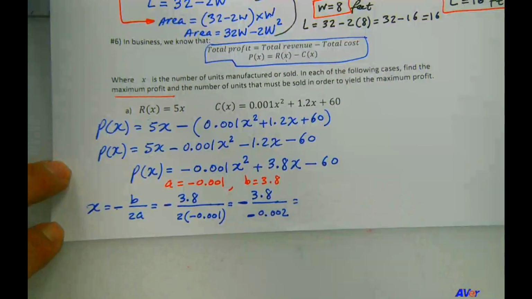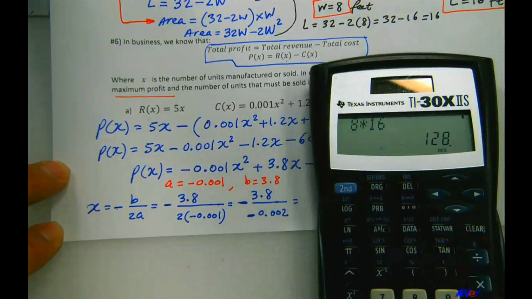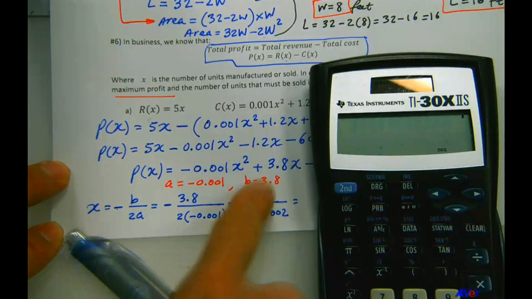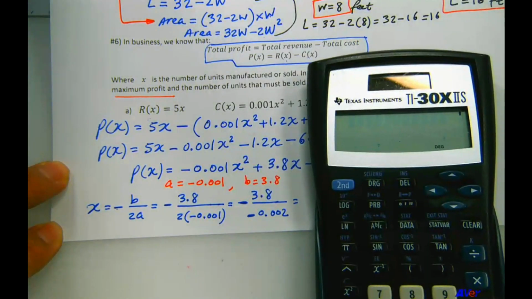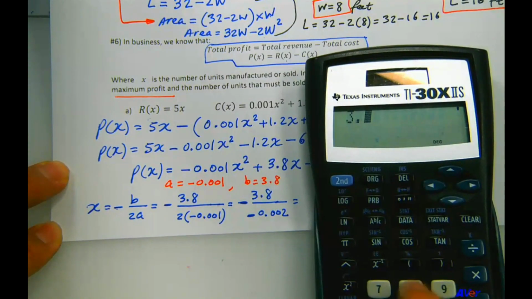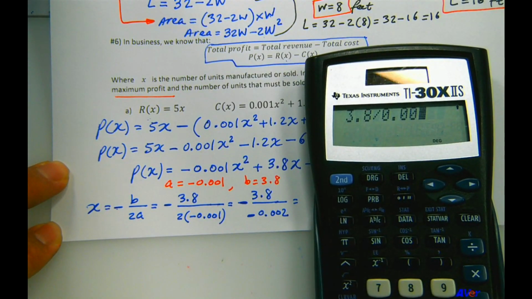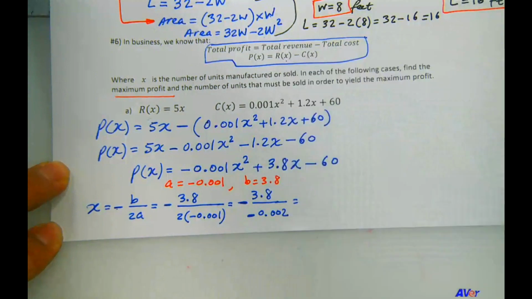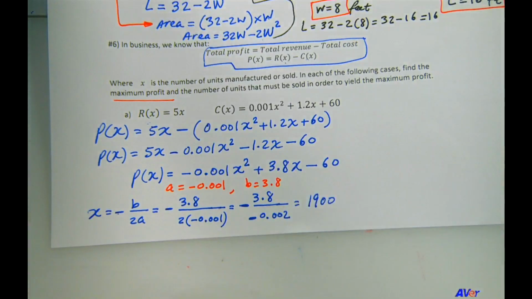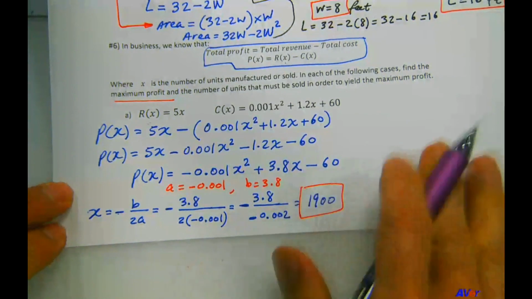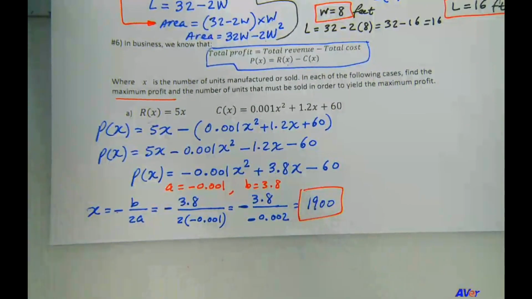So let me calculate this quantity here. We have 3.8 divided by 0.002, and of course that's positive. So 3.8 divided by 0.002 is 1900. So that is the x number of units that must be sold to realize maximum profit. That's x. What about how much is the maximum profit?